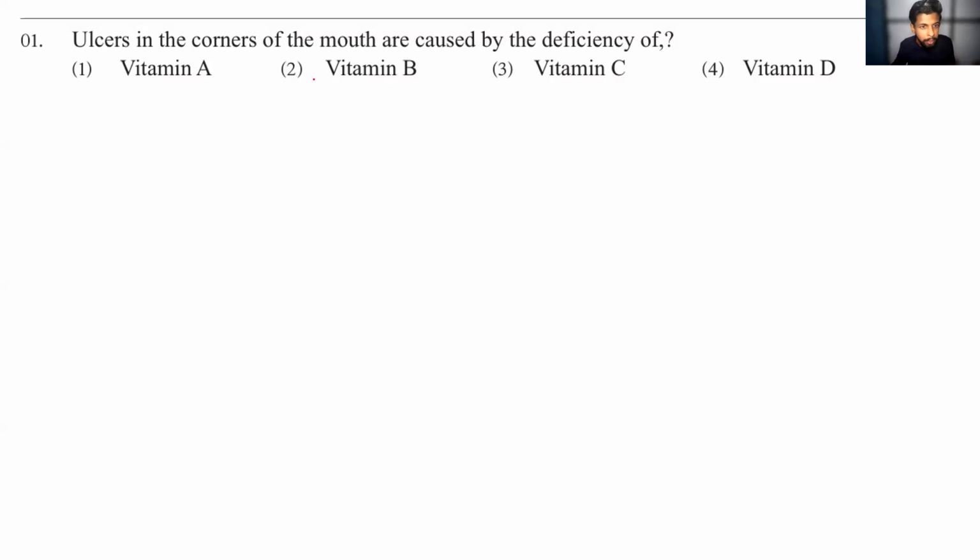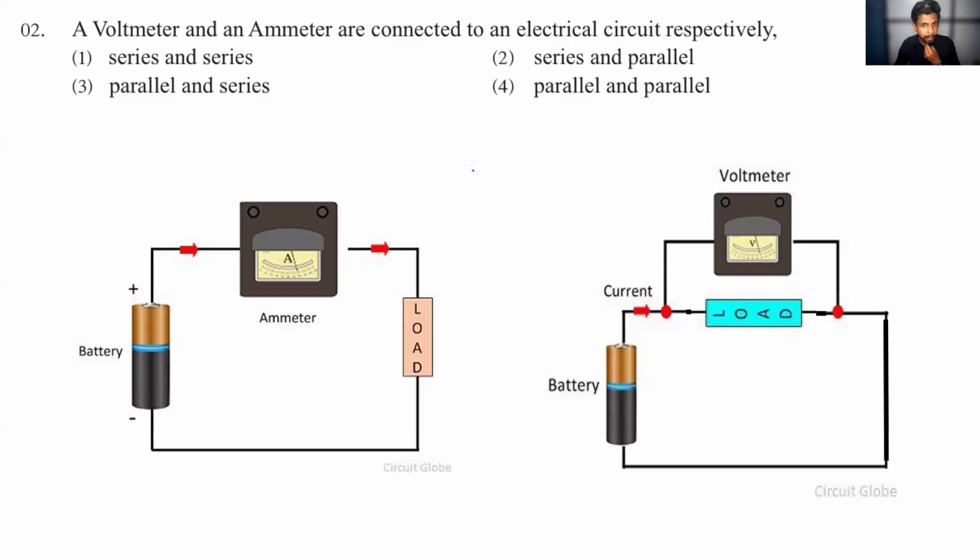That is vitamin B, right? Vitamin B, not vitamin C, my dear. Vitamin B is the answer. Vitamin C is responsible for the scurvy, right? Okay. And here, question number 2, from a grade 10 unit number 19, the current electricity, regarding the ammeter and the voltmeter. Can you tell me the answer?